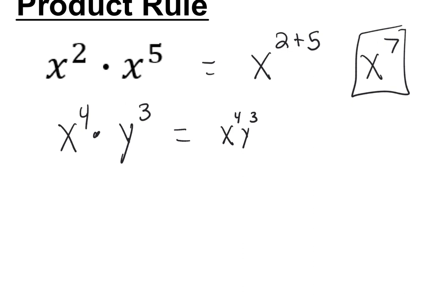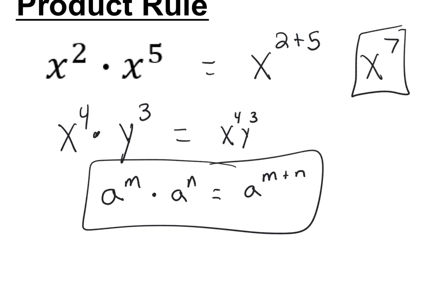Mathematically, if you're looking in a textbook, you would see something like a to the m times a to the n. The bases are the same, the exponents are different. This is going to be equivalent to a to the m plus n. And it's a formal definition of the product rule. If the bases are the same and you're multiplying them together, you add the exponents.